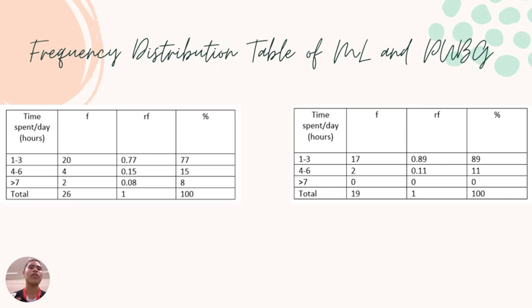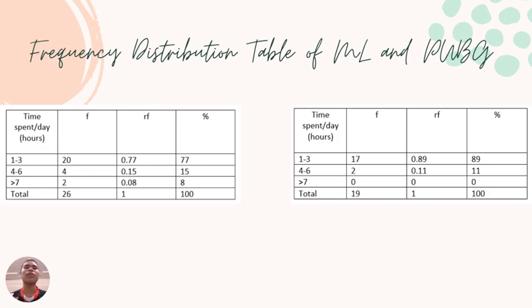So the relative frequency for 1 hour to 3 hours is 0.77, for 4 hours until 6 hours 0.15, more than 7 hours is 0.08. The total is just one. So the percent is 77, 15, and 8. So the total is 100.